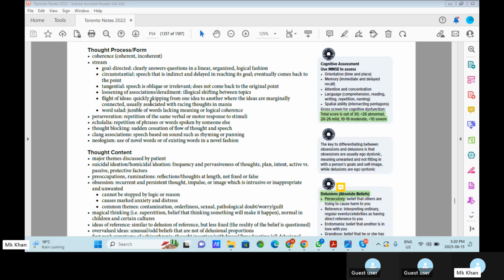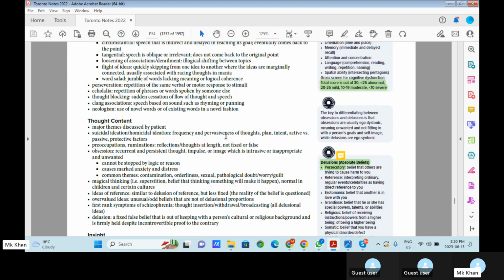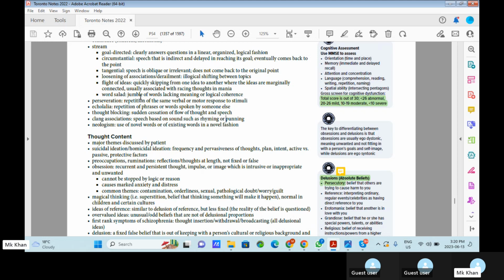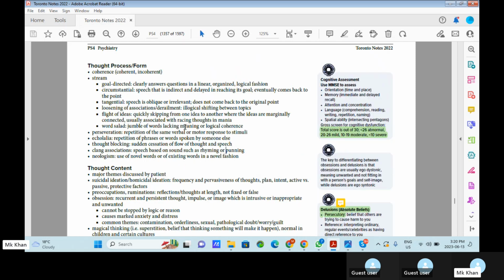And then what is loosening of associations? Illogical shifting between topics. And flight of ideas is quickly skipping from one idea to another where the ideas are marginally connected. So he's having flight of ideas, he's talking all random thoughts. And then what is word salad? A jumble of words lacking meaning or logical coherence. So he's talking all random words that are not making any logic. So basically these are all random thought processes, but there is a little difference between each.